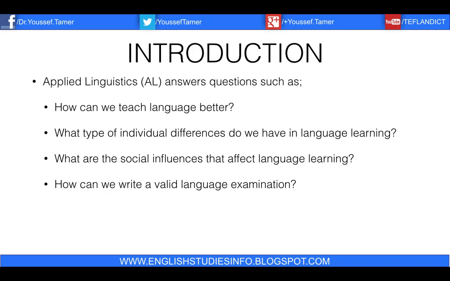How can we write a valid language examination? Language assessment. One of the main branches of applied linguistics is language assessment. How can we write a valid language examination? This we will see next semester, not now, because now you need to start with the basics and then move into the specialized areas.